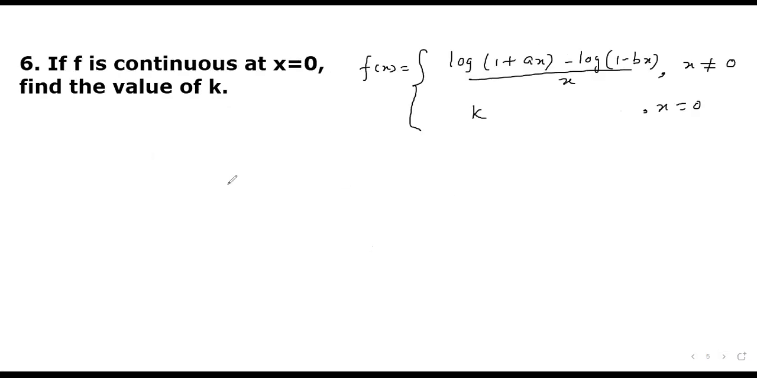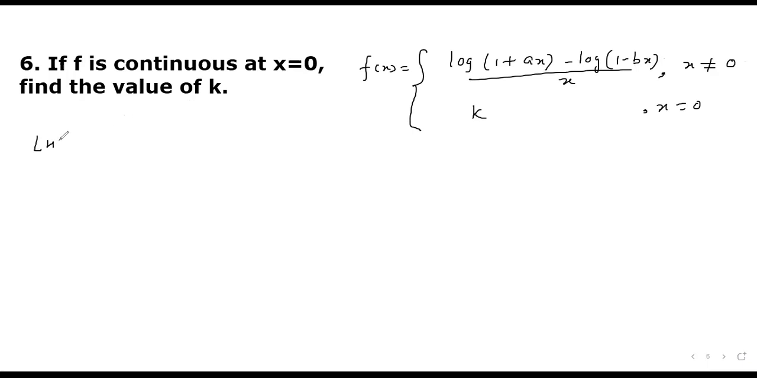Now let's see the next question. If f is continuous at x equal to 0, then find the value of k. So here f(x) is given as log of 1 plus x minus log of 1 minus bx divided by x when x does not equal 0, and it is k. So let's consider LHL.